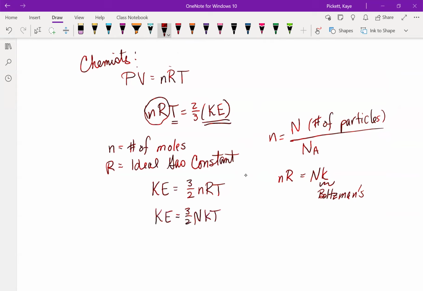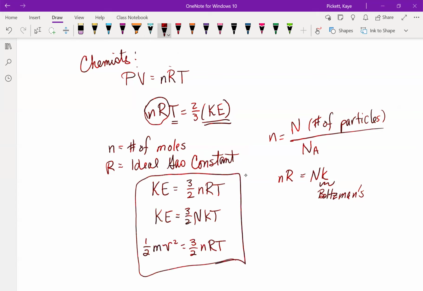Which means that if I'm changing the kinetic energy, I'm changing the temperature. If you're changing the kinetic energy, you're changing the temperature. And that's a big deal. So we can say 1/2 mv squared, and that's your root mean square that we just talked about, is 3/2 nRT. And so you can now find a relationship between temperature, velocity, and kinetic energy.